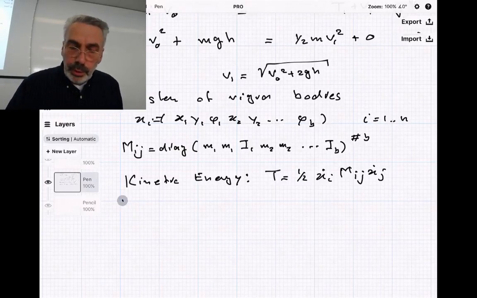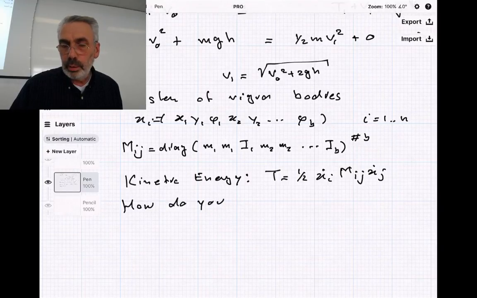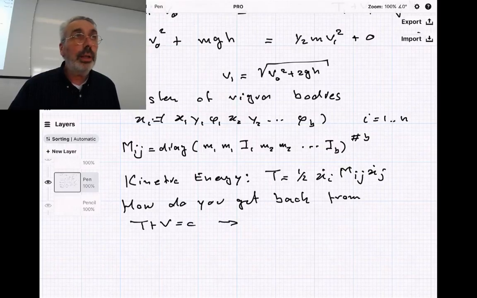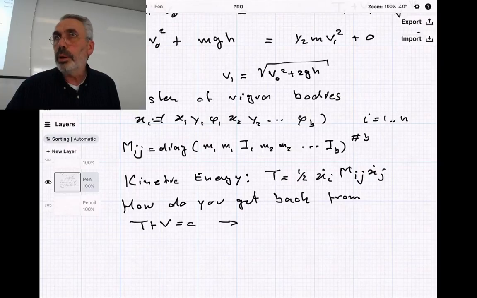Now, how do we get back from this energy, from this T plus V is constant, to our equation of motion? How does our equation of motion look?